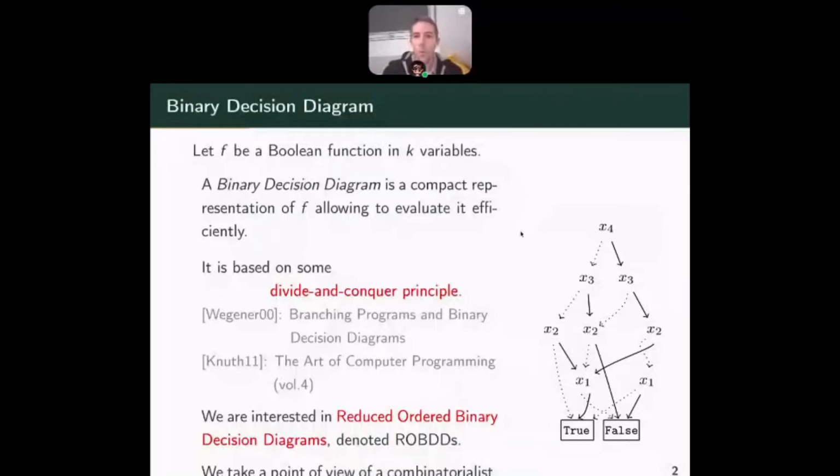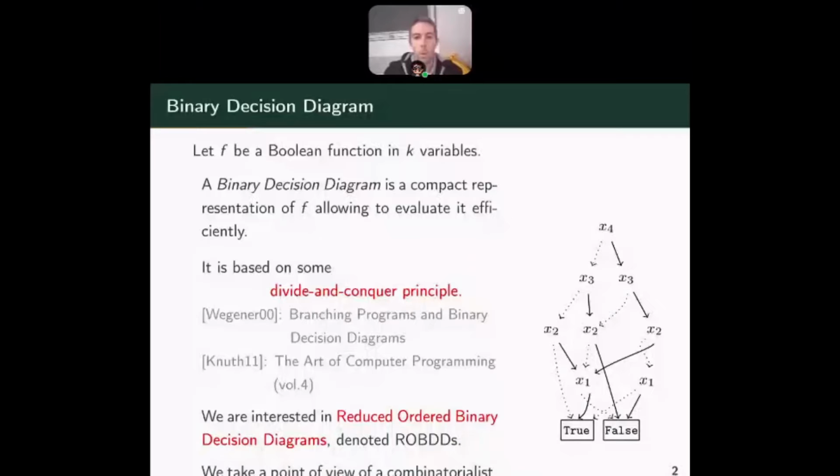The context of decision diagrams has been extensively studied because of the applications, especially in verification. And Wegener in 2000 presented a nice monograph about decision diagrams. And later, Knuth in 2011 dedicated a special section of volume 4 of The Art of Computer Programming to decision diagrams. And especially, he mentioned many interesting results about the combinatorics of these structures.